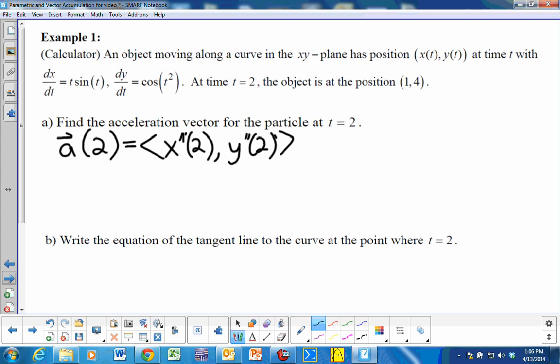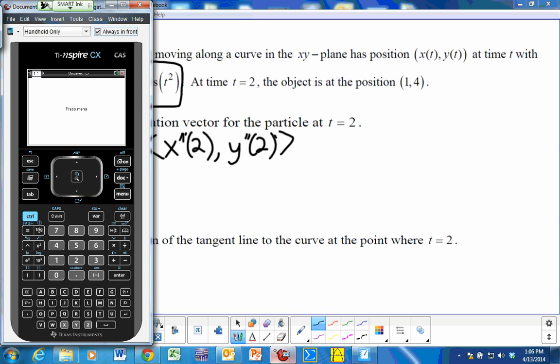So let's learn and make sure we know how to do that in the calculator in a couple of different ways so that you can choose what is easy for you. They've given me dx/dt and dy/dt. So I just need to find the derivative one more time, each component separately, and plug 2 in.